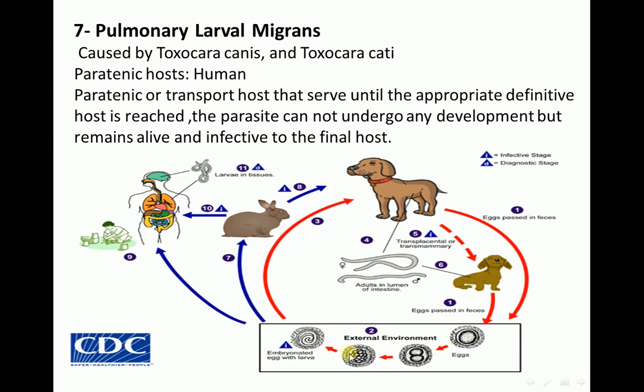Eggs need time to become embryonated eggs, which means they contain larvae. They either enter the same definitive host, which is the dog, and complete the life cycle, or these embryonated eggs infect mammals, including humans. Larvae hatch from the egg and remain larvae in tissues, and can't convert to other stages. As we said, in this parasite, human is a paratenic host.